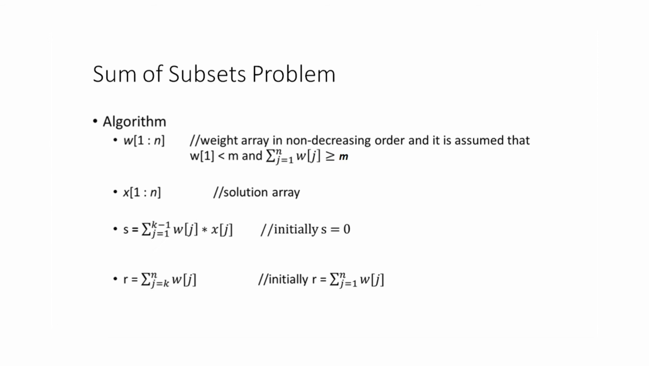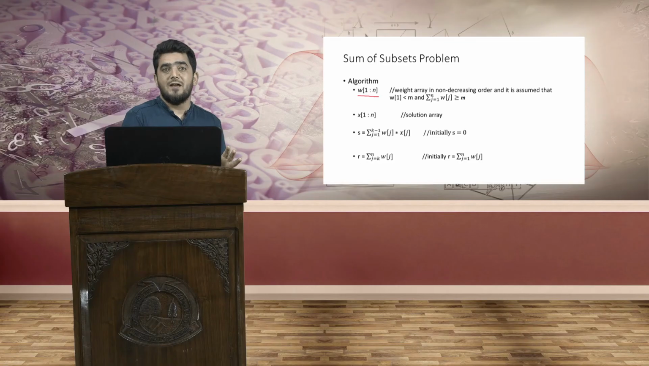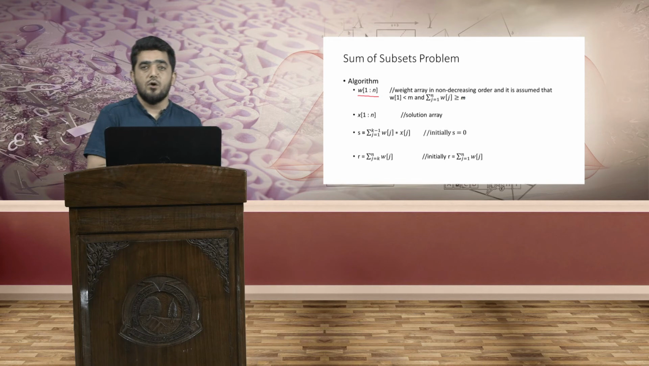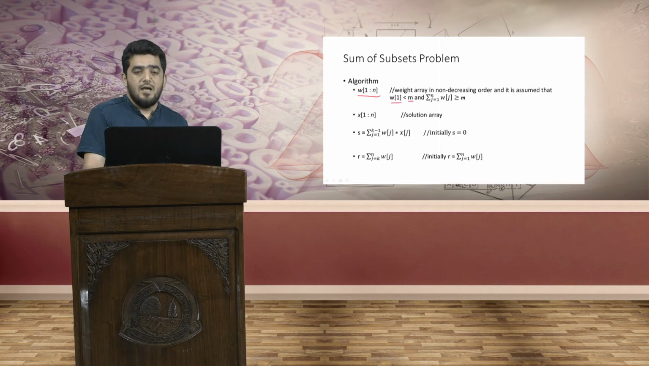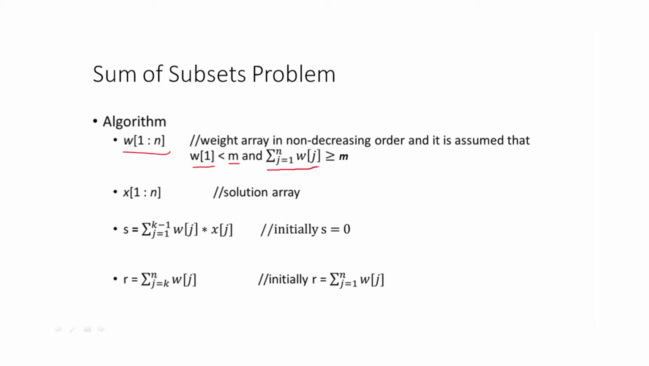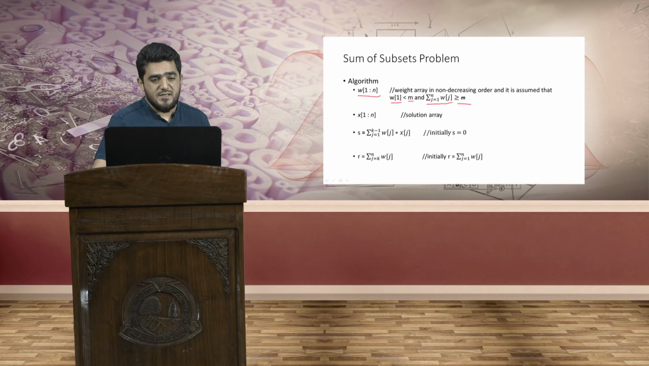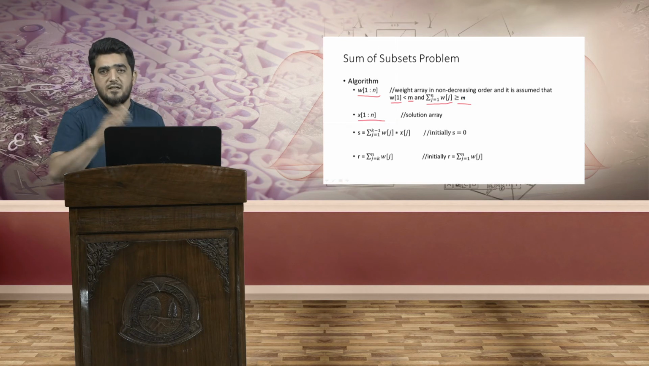So we'll use these two conditions to formulate an algorithm for the sum of subsets problem. In order to design the algorithm, we will use a couple of terms. One is the weight vector, or an array from 1 to n, in which we assume the values are arranged in non-decreasing order, and also the first weight, w1, has to be less than m, and the sum of all the weights in this array has to be greater than or equal to m. These are the initial conditions that we are relying upon, otherwise this algorithm might not work correctly. The solutions will be saved in this array x, which again has elements from 1 to n.